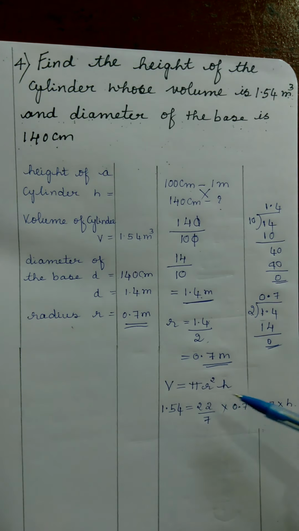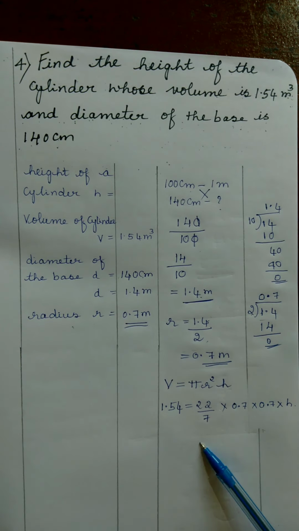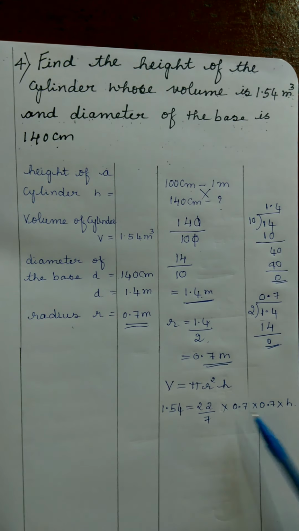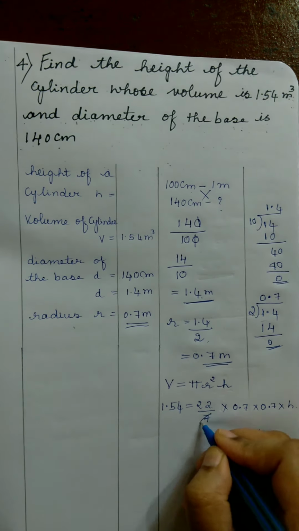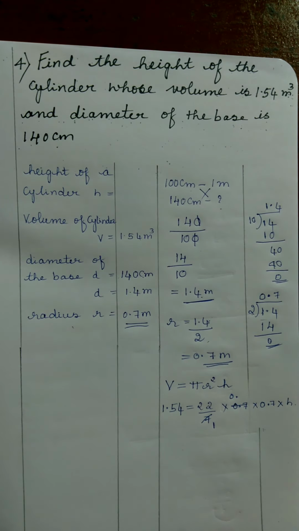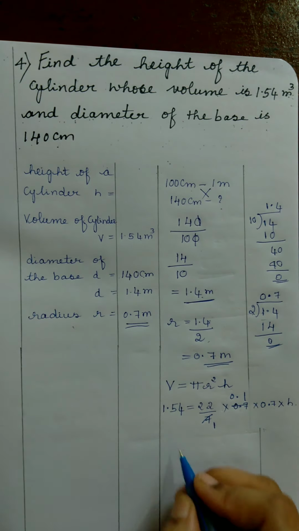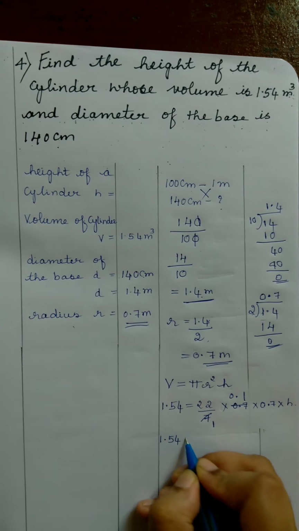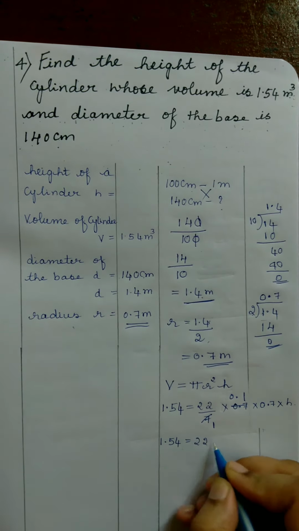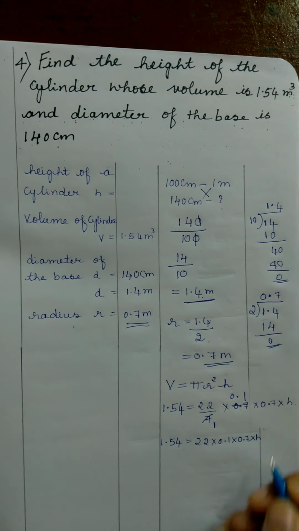Volume equal to pi r square h. We have volume equal to 1.54 is equal to pi, 22 by 7, into 0.7 into 0.7 into h. On further simplification, 7 ones are 7, 0 point, here you have again 7, it goes by 7, 7 ones are 7. Therefore, we have 1.54 is equal to 22 into 0.1 into 0.7 into h.